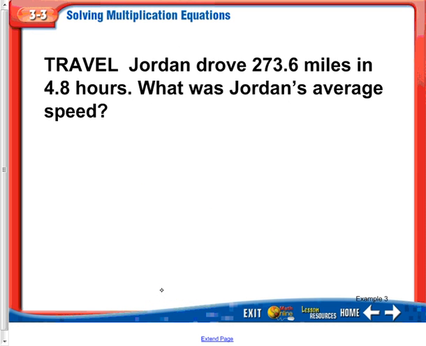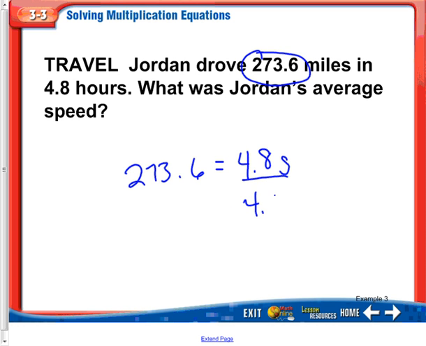Jordan drove 273.6 miles in 4.8 hours. What was Jordan's average speed? So 273.6 really sounds like a total here, so I'm going to write 273.6 equals my 4.8 hours times my speed. I don't know my speed right now, and that's what I'm trying to find. So we need to divide by the coefficient, which is 4.8. Whatever you do to one side, you have to do to the other.